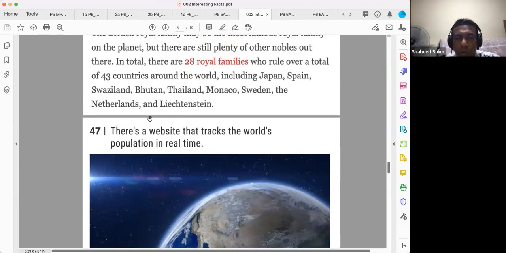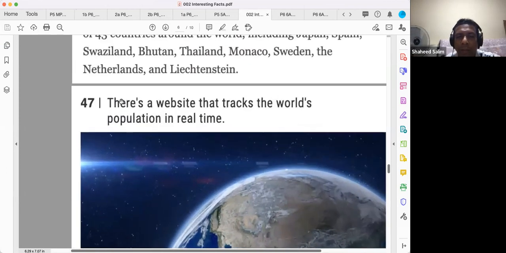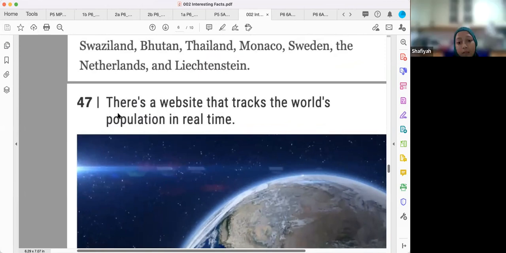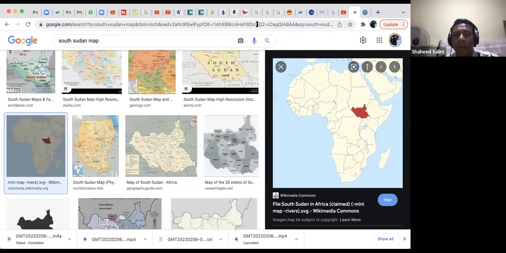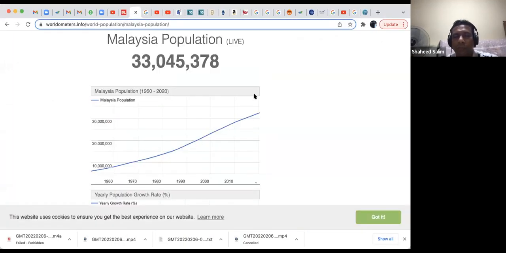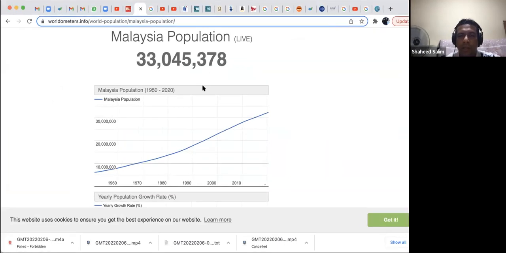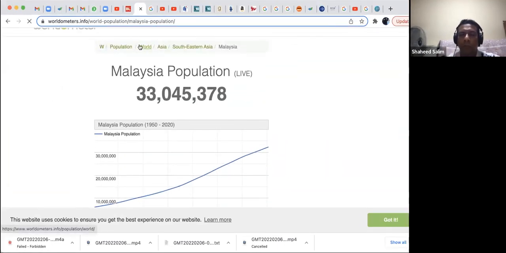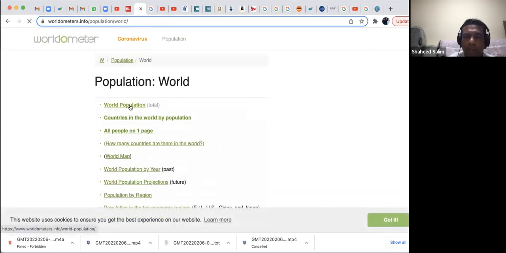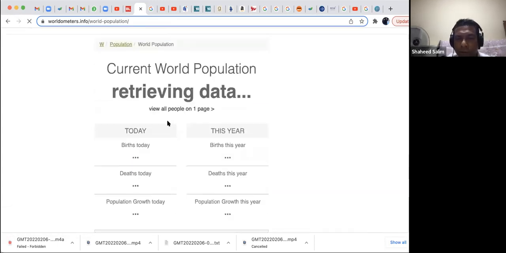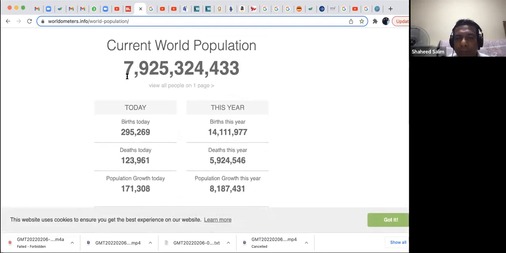So now, do you know there's a website that tracks population in real time? I'm going to show you the website now. Here, your Malaysian population is here. Let's say you don't want Malaysia, you want world population. We go to world population. Just click world population. Okay, retrieving data. There are 7,925,324,455. Now you see, I cannot even say a word.